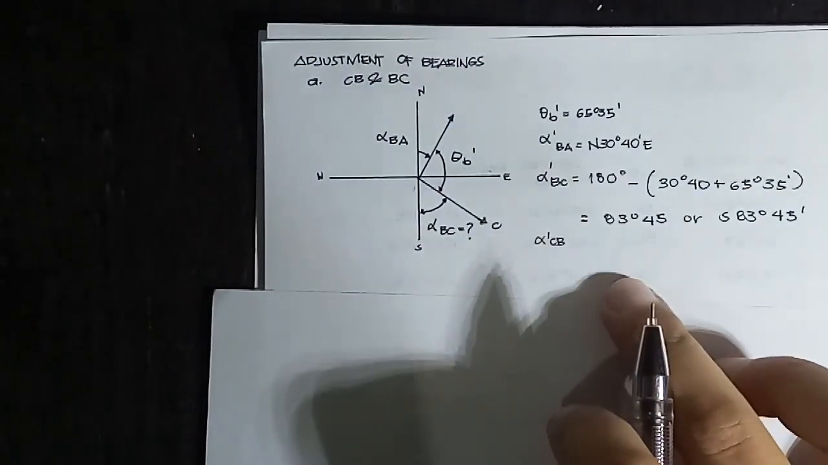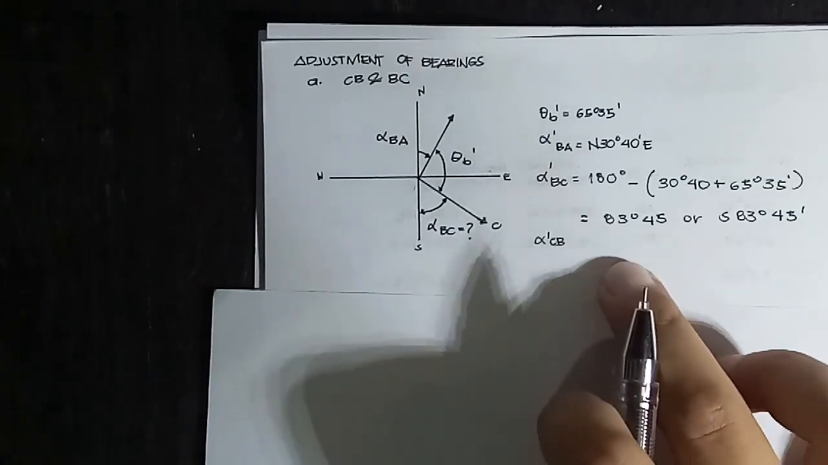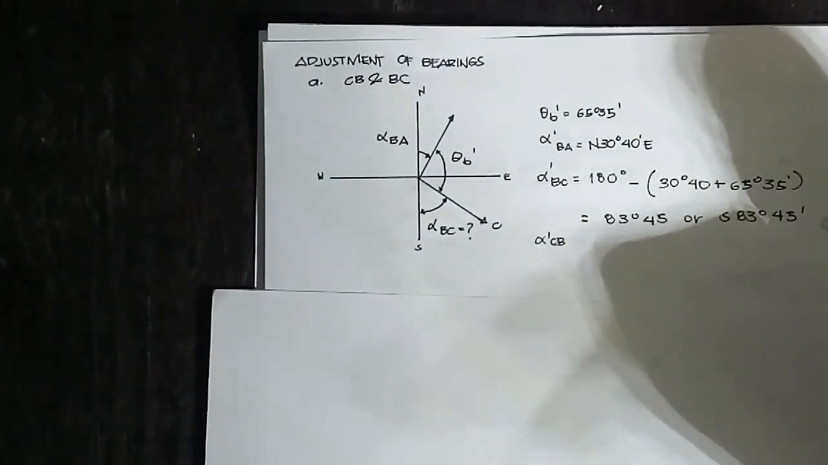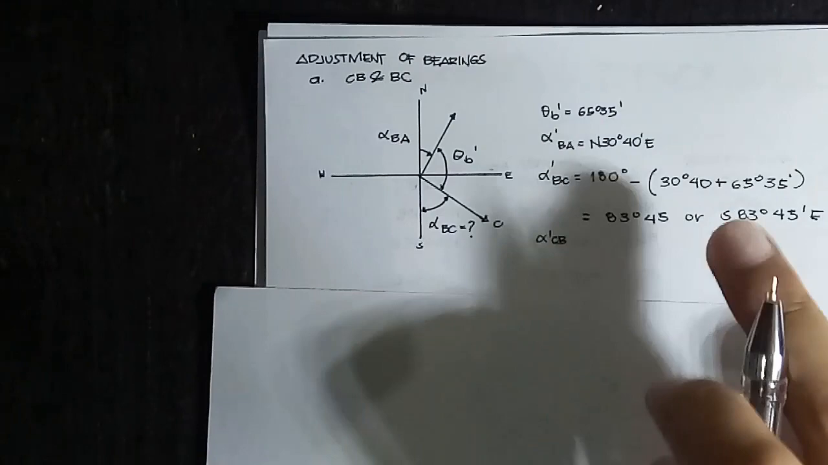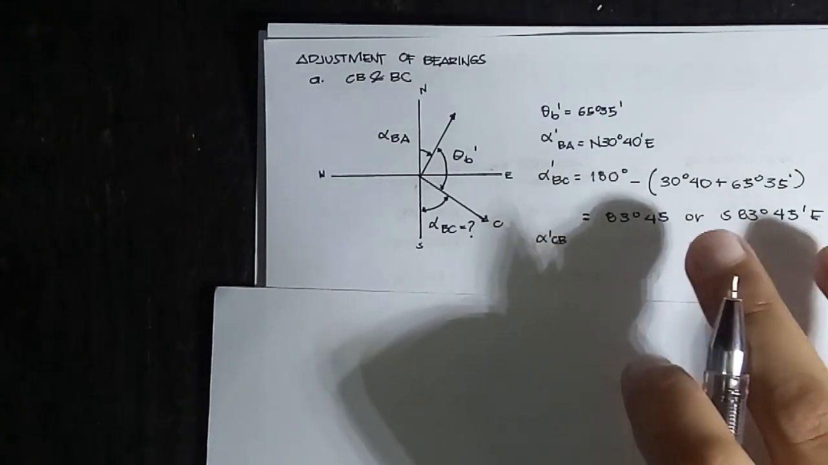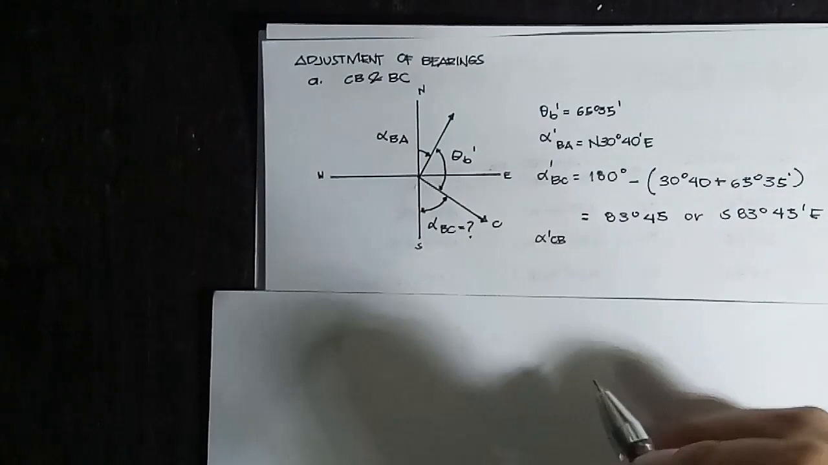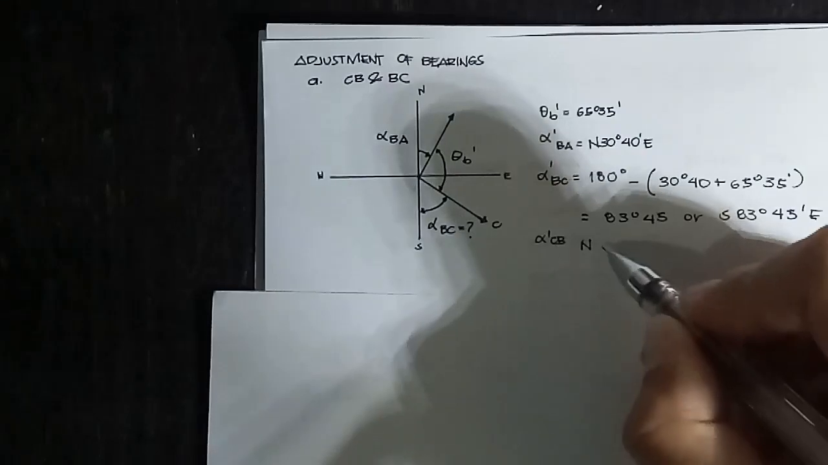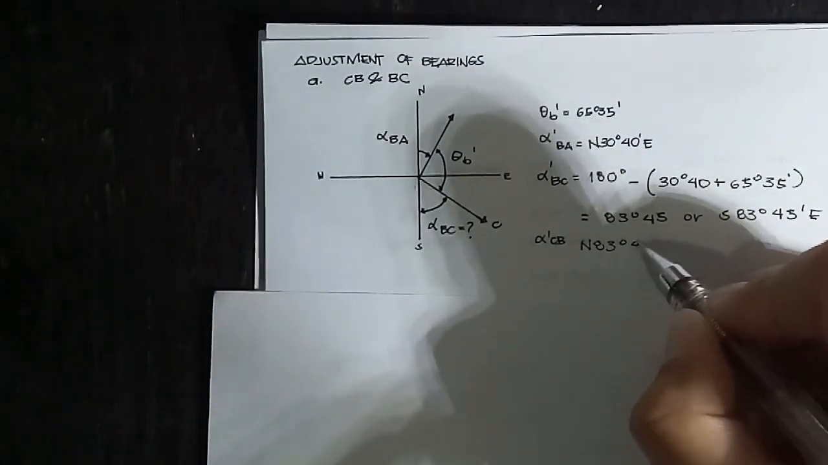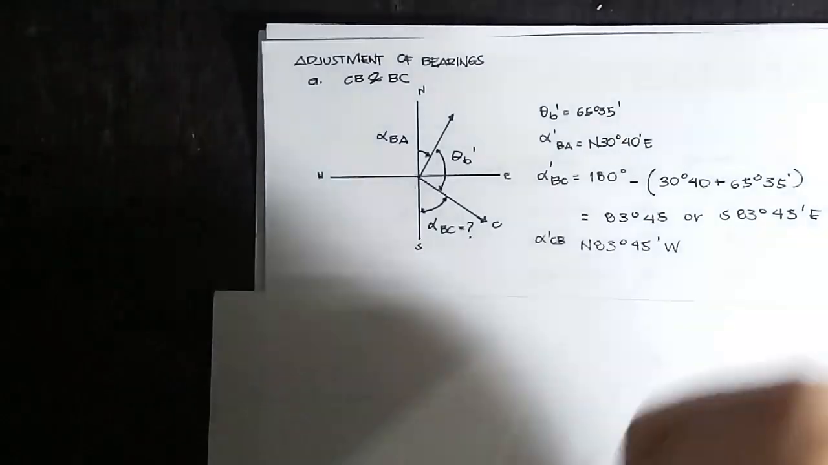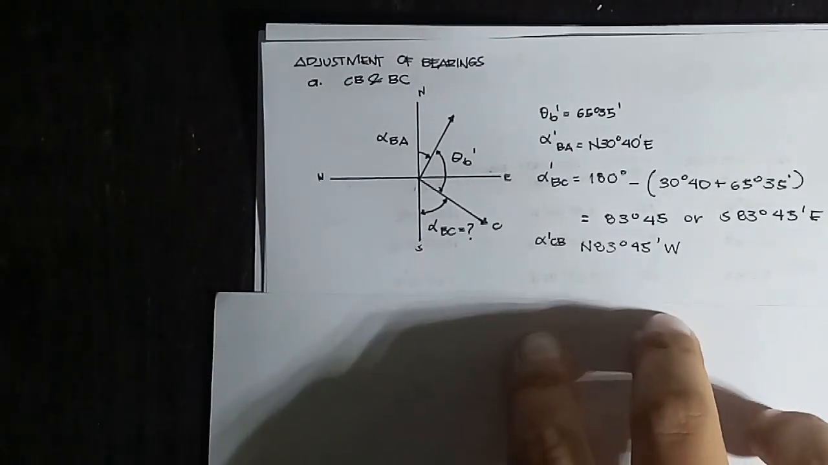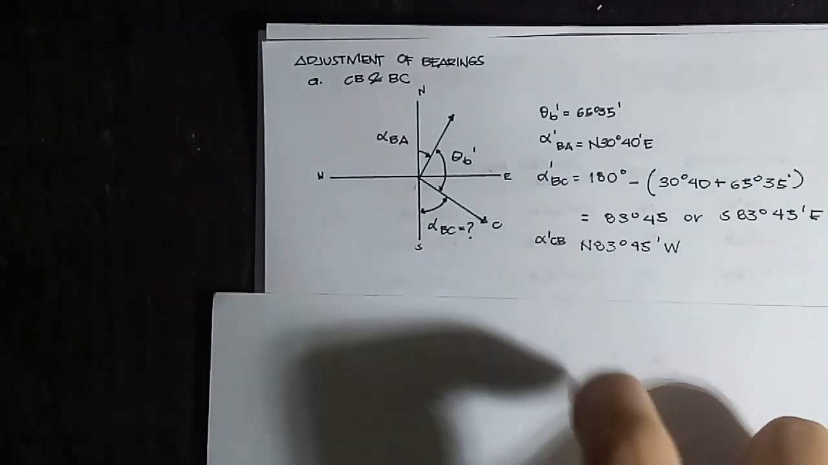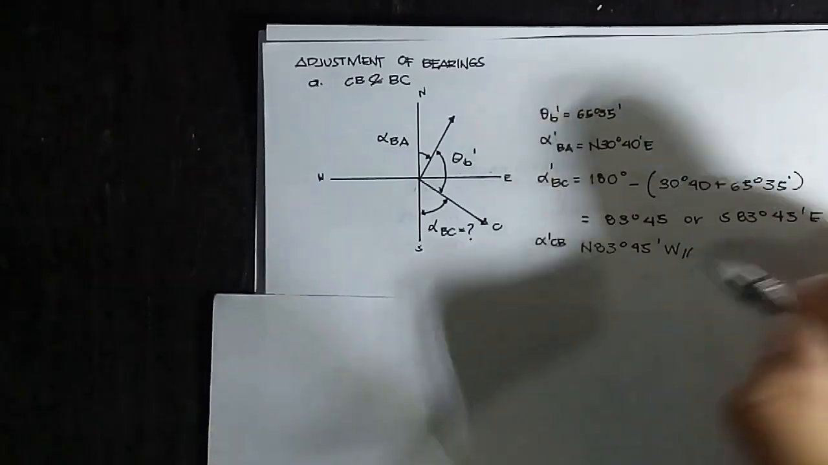Yan yung ating adjusted bearing ng BC, and doon naman sa adjusted bearing ng CB, ang magiging kalalabasan lang naman niya is yung opposite ng ating direction dun sa BC. So, kalalabasan is north 83 degrees and 45 minutes west. So, ayan naman yung adjusted bearing ng ating CB. So, now meron na tayong adjusted bearing ng BC and CB. Nakuha na natin siya pareho.